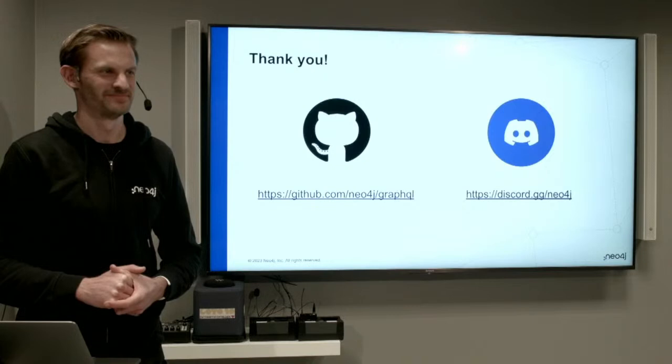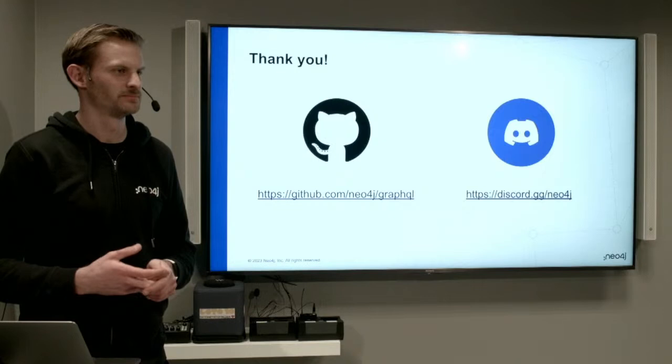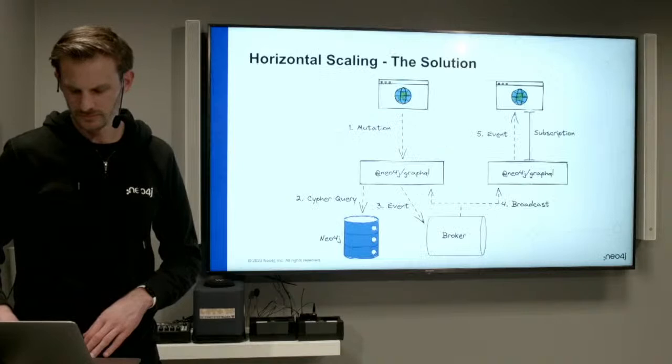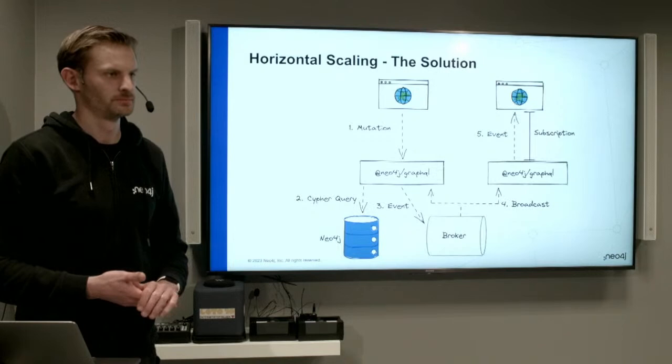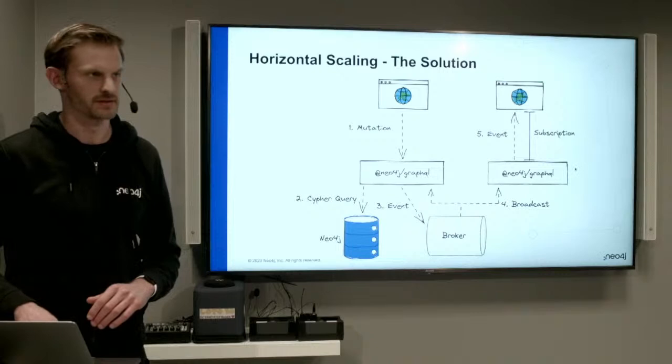Also for the scaling, if you have different server instances with a different code base, do they sync the subscription configuration on the broker, or is it per instance? No, it's per instance. The broker, we just make sure that we can actually broadcast out these events to all the different Neo4j GraphQL instances.